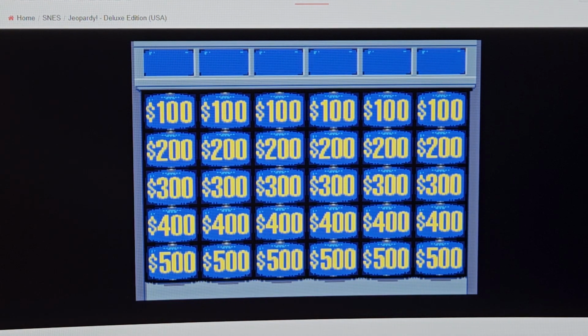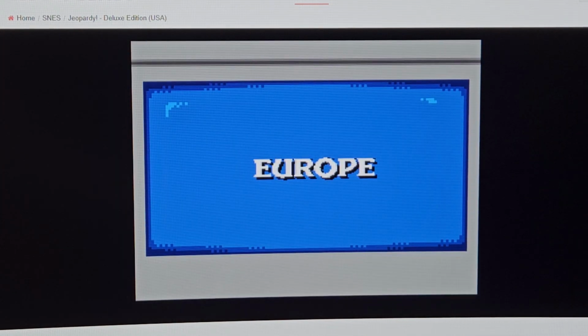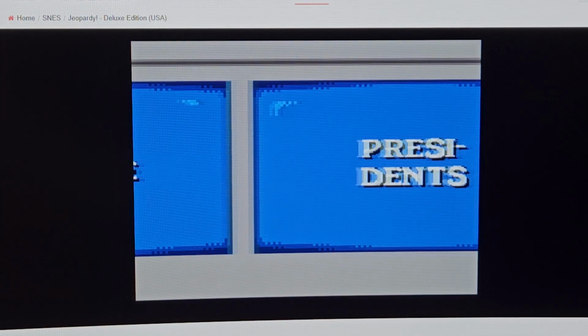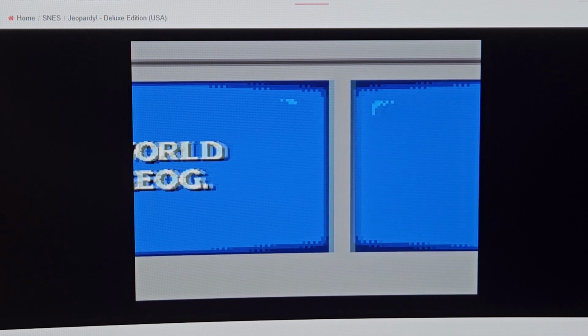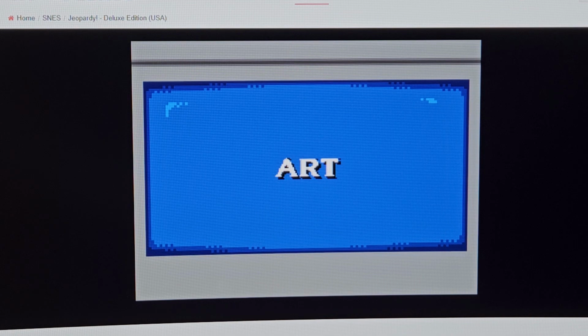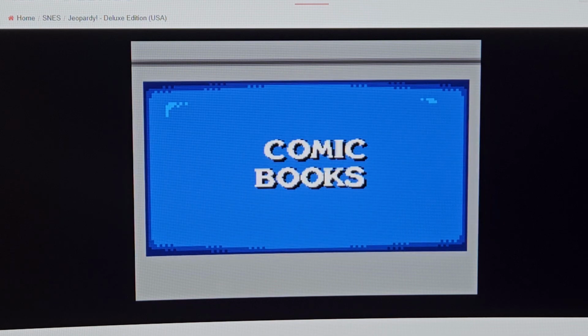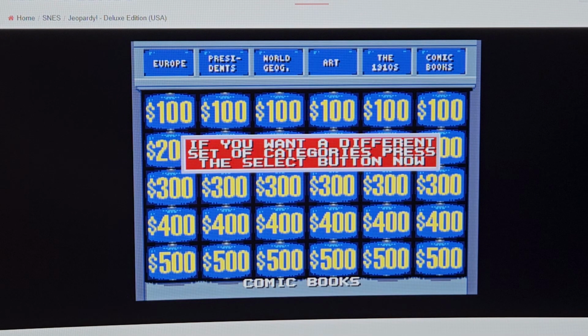And the categories for the Jeopardy round are Europe, Presidents, World Geography, Art, the 1910s, and finally, comic books. I think these are good categories. We will start with Art for 100.